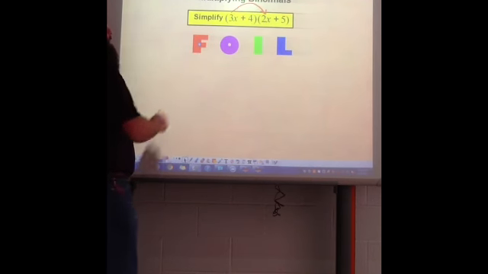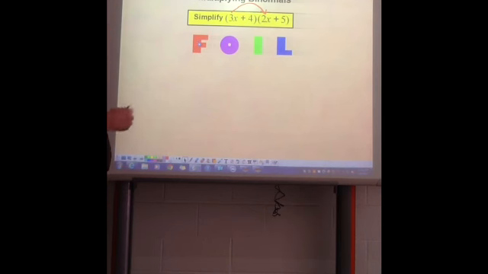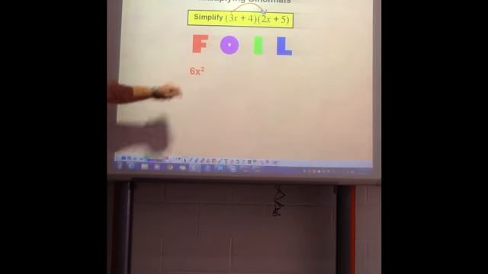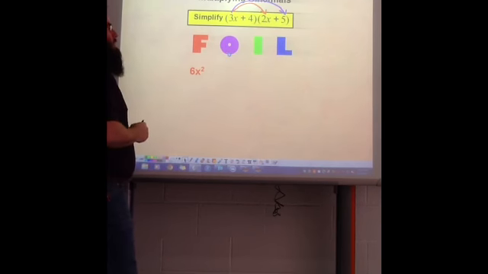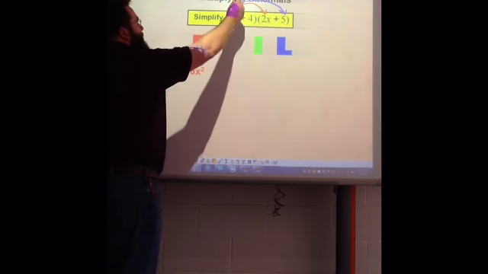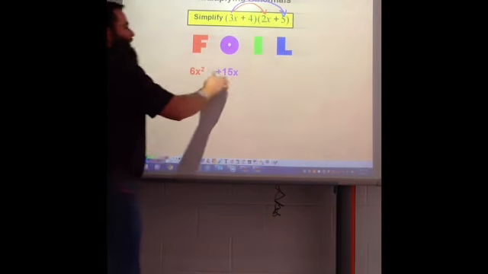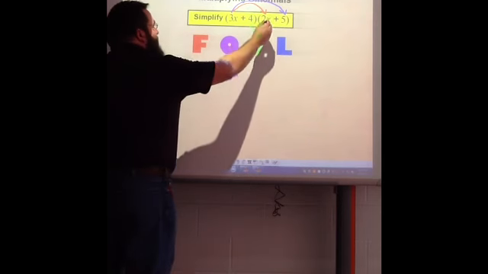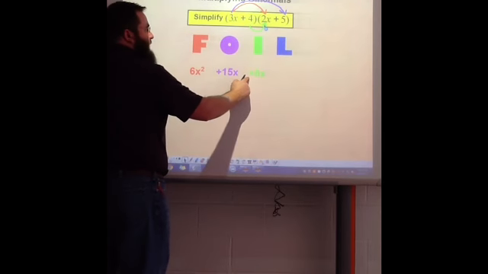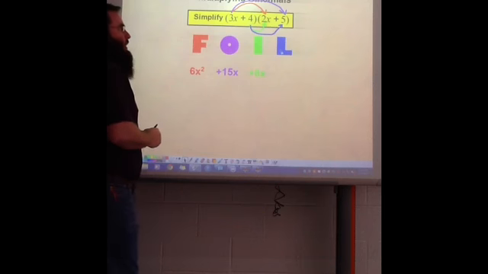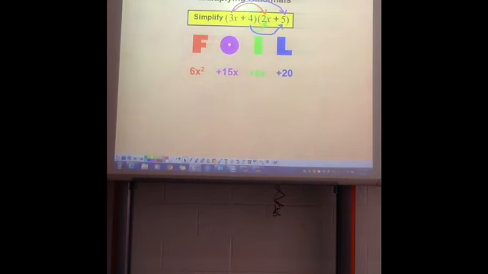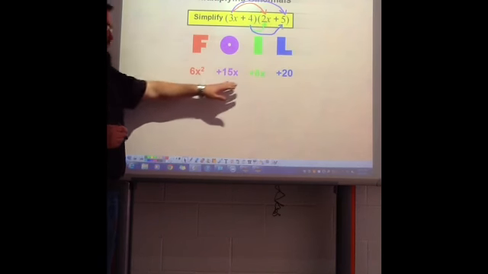So the first terms, 3x times 2x. When you multiply those together, you get 6x squared. You're going to multiply the outside terms, 3x times 5. 3x times 5 gives you 15x. The inside terms would be positive 4 times 2x. Multiply those together and you get positive 8x. And then the last two terms, positive 4 times positive 5, give you a positive 20. So that's using FOIL to get our terms.